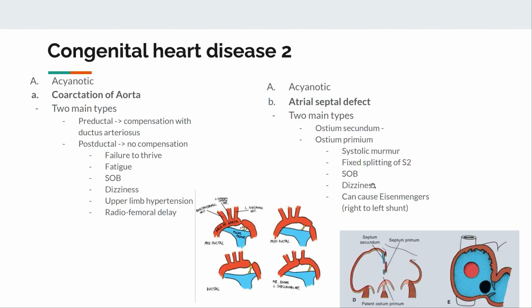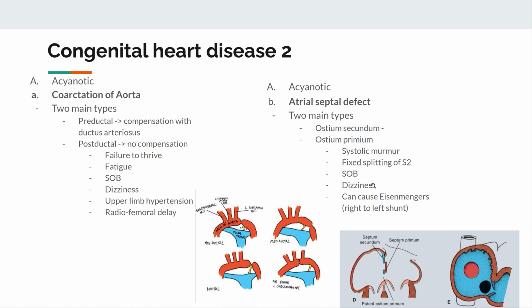So the first two really important ones for the acyanotic category are the coarctation of the aorta and the atrial septal defect. Coarctation of the aorta is essentially a narrowing of the aorta, mostly the aortic arch, somewhere along it. And the main reason for this is actually tethering or pulling off the ductus arteriosus. Because of this, you have two main types: your preductal and your postductal. There are, of course, some other ones, but these are the two main ones to know.